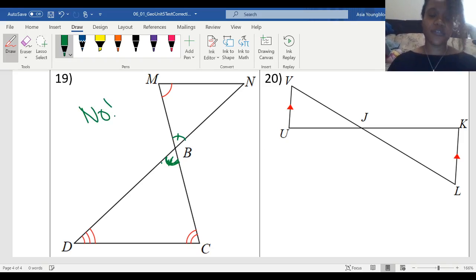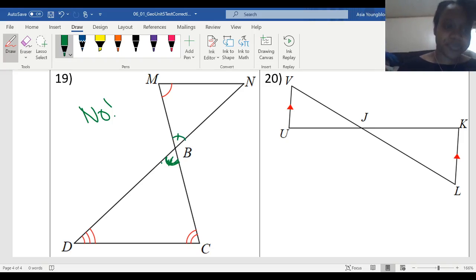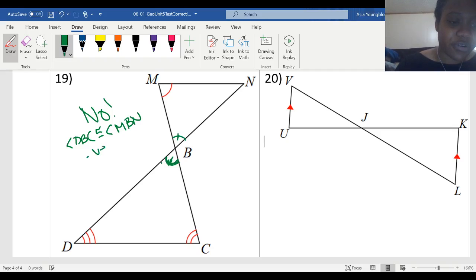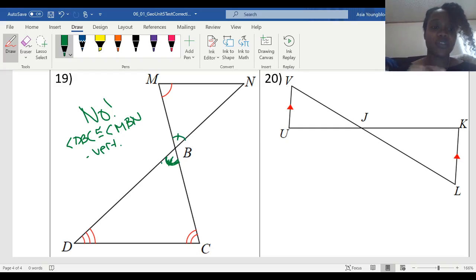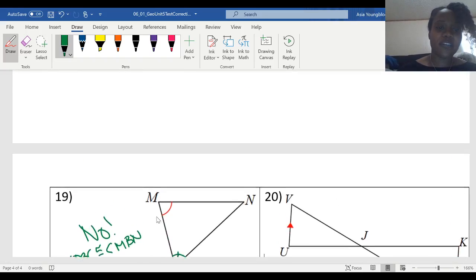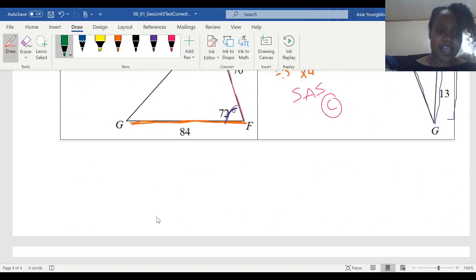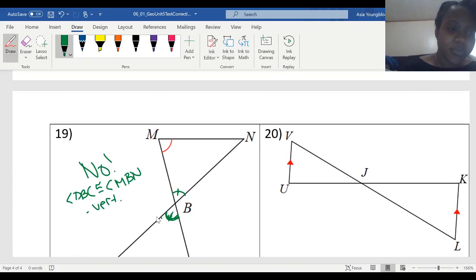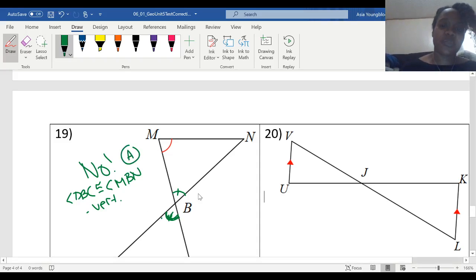So what you can say for your work, again, you don't have to draw them. Just make sure you're writing what I write. You can say angle DBC is congruent to angle MBN because they are vertical. However, that's only one pair of congruent angles, and we need 2. So this one is no, and I believe that was letter A. So these 2 triangles are not similar because we can only find one pair of congruent angles.